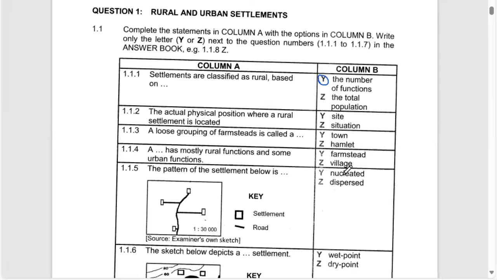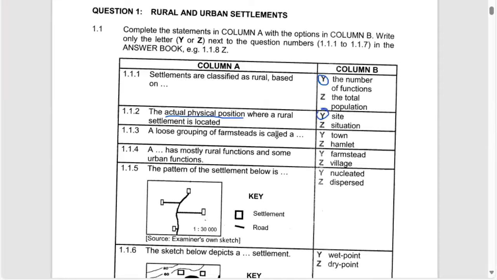Right, number 1.12, the question is saying actual physical position. We are looking at where exactly a settlement is located in terms of the geographical space that is occupied by a particular settlement. What do we call that? The actual space is called the site of a settlement.